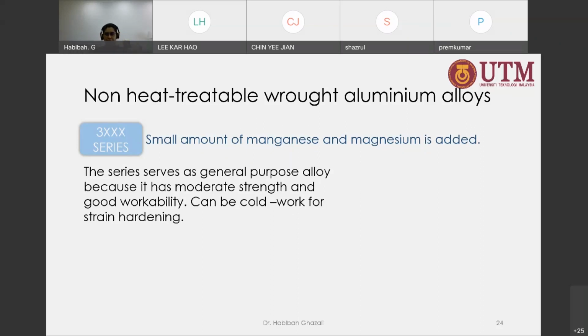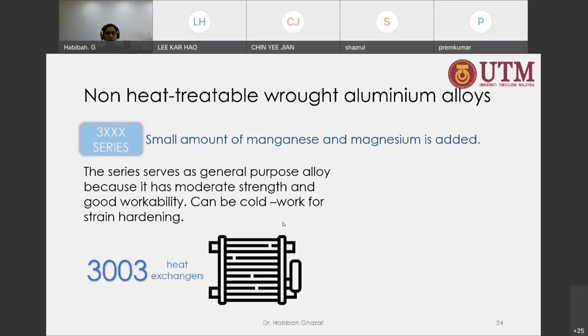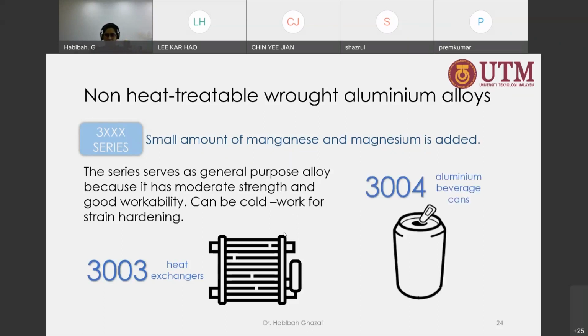Remember the strengthening mechanisms of metal. One of them is to induce strain hardening. So if we want to strengthen this metal, instead of heat treatment, we need to do strain hardening. So we need to introduce cold working. Examples of application are heat exchangers, and also the case for the soda can, Coca-Cola, they are all from this series.